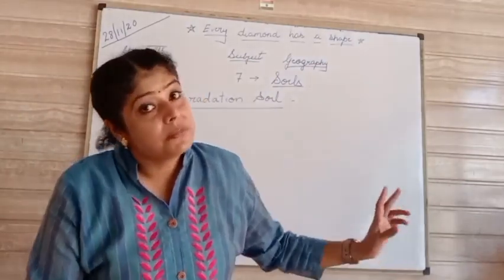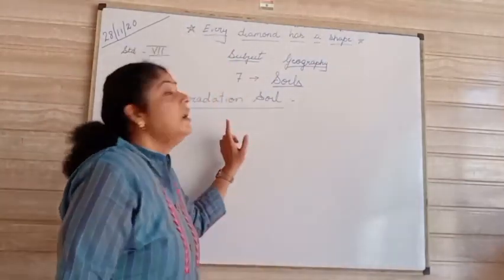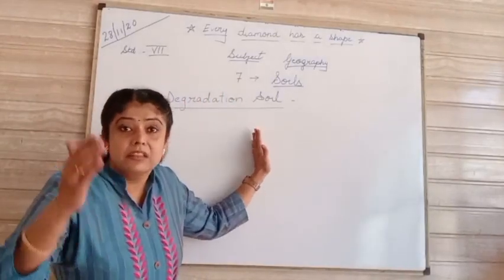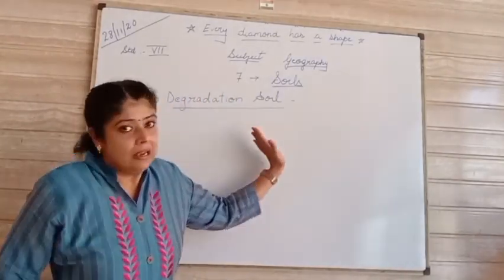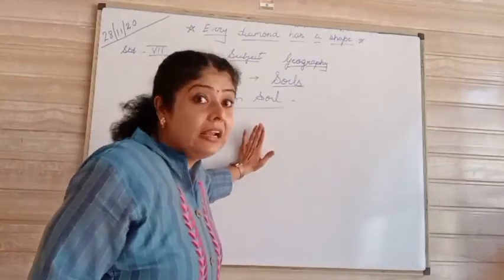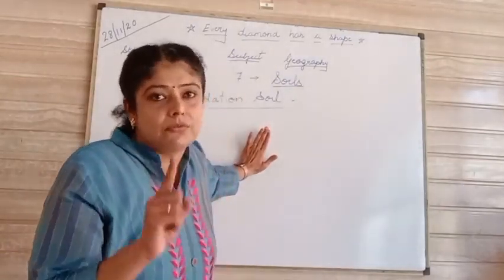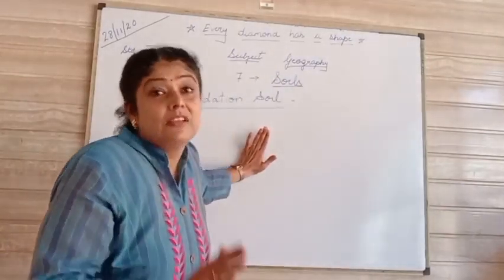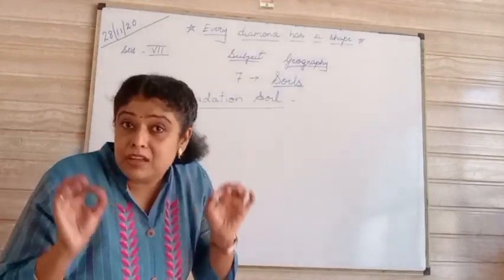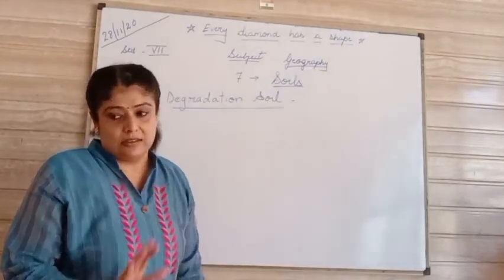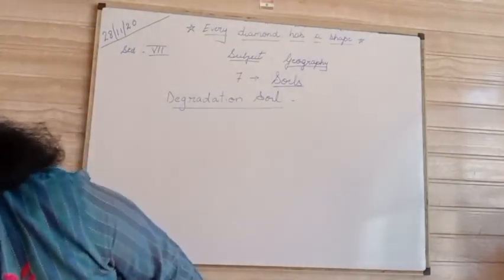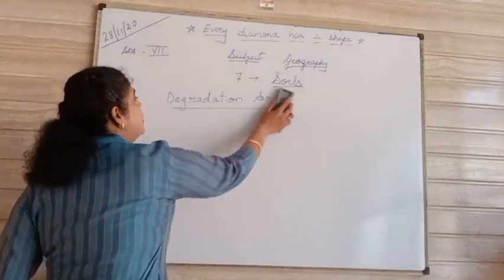The soil becomes infertile, meaning it leads to the degradation of the soil. The quality of the soil becomes less. Understood? This is called the degradation of the soil. The quality of the soil becomes less due to the excessive use of chemical fertilizers and pesticides. Okay, so I hope you all understood here. The next part.